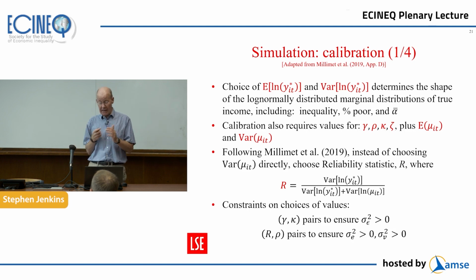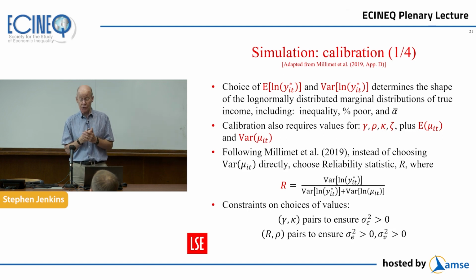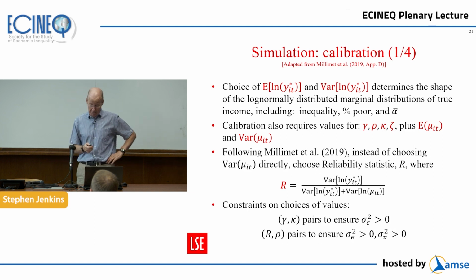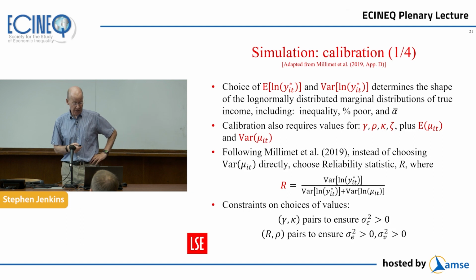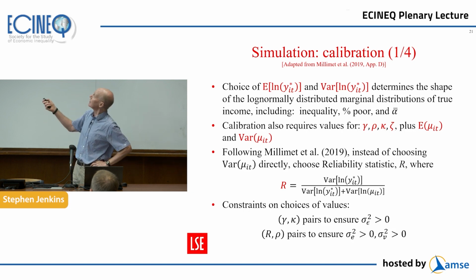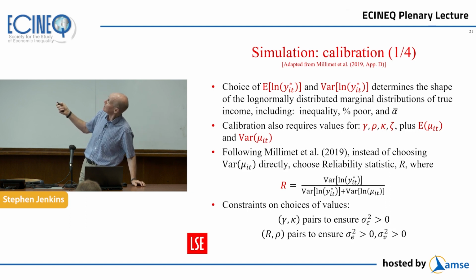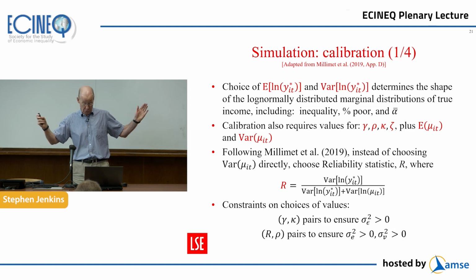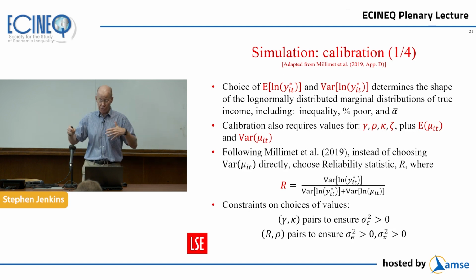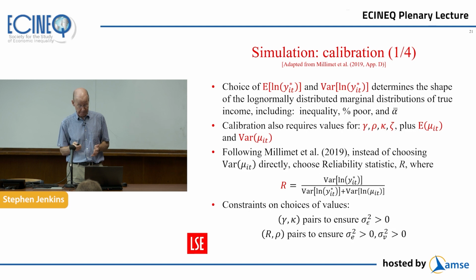But you still need values, in fact at least 6 values, to calibrate the model. I'm going to follow Millimet and others, and instead of choosing the variance of realized measurement error directly, I'm going to choose a reliability parameter, because it's easier to find estimates of reliability in the literature. The other thing you have to watch out for is that you can't just choose any parameter that you like. You have to choose them to ensure that variances are positive.